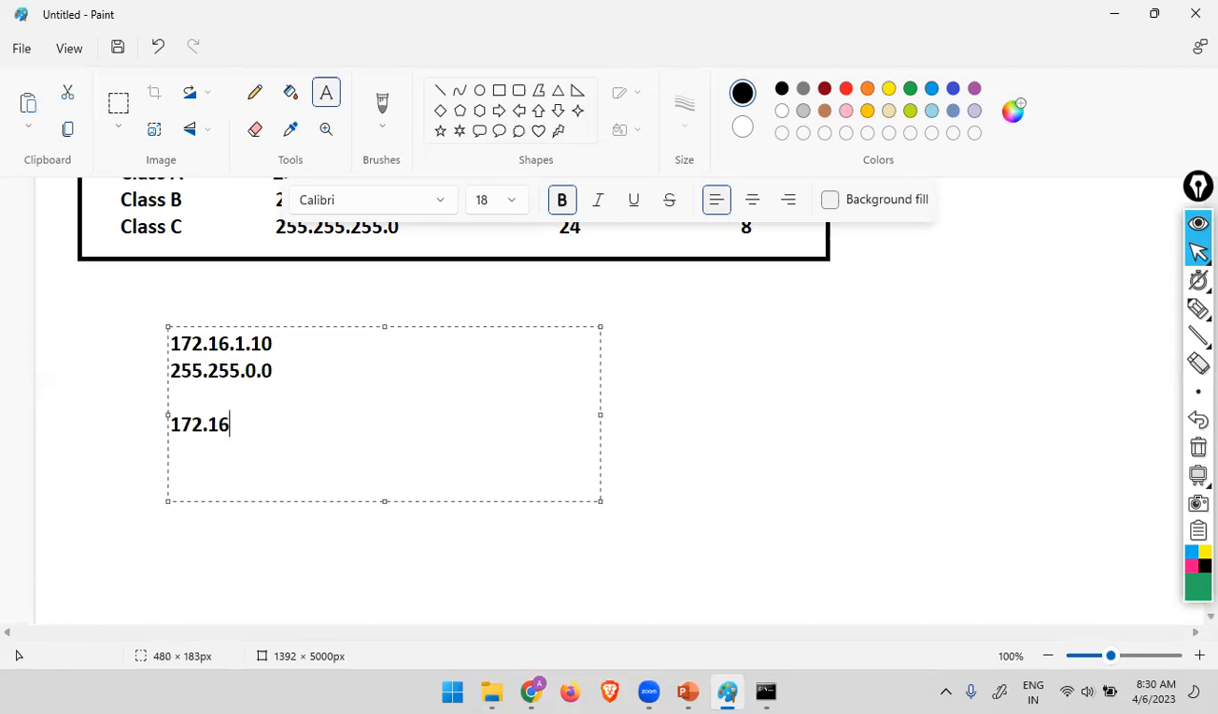172.16. This is the network part because 2 octets are what? 255. That means 2 octets are 1s. This will remain constant. The starting IP address will be 172.16.0.0. And what about the maximum? 172.16.255.255. This thing is clear.